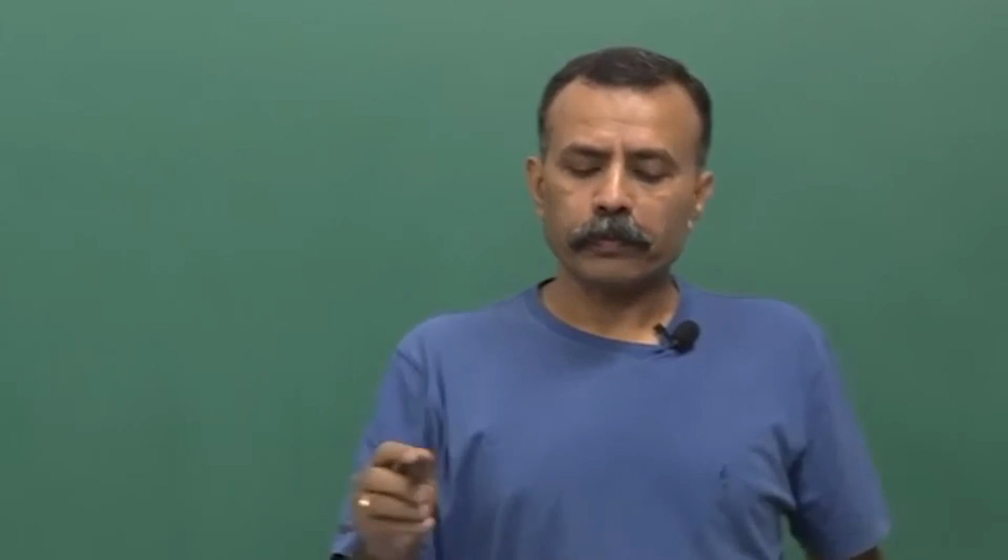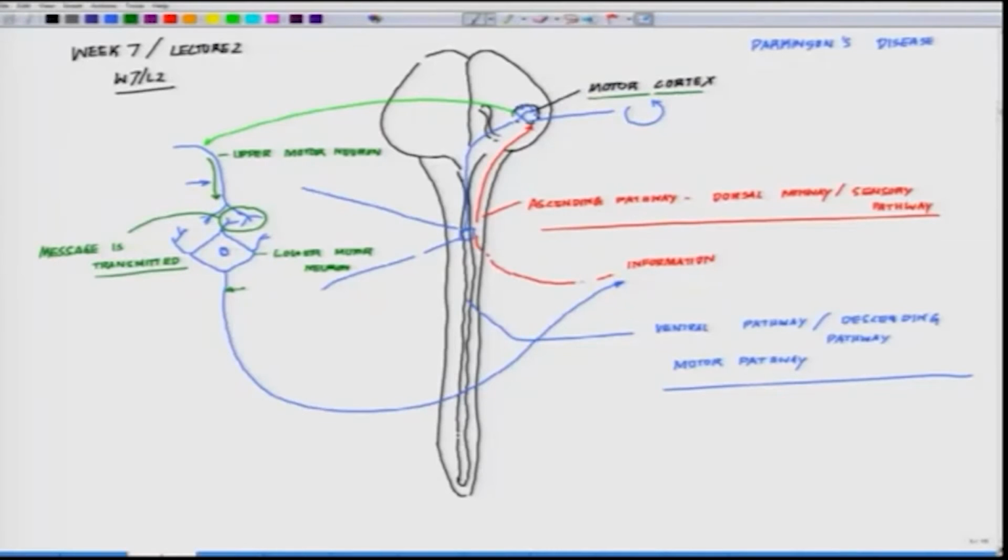So the only situation where the upper motor neuron fails to deliver the message to the motor neuron could be that in some way or other they become silent, or this neuron which is coming as a projection starts to degenerate. So there is no signal happening from here.